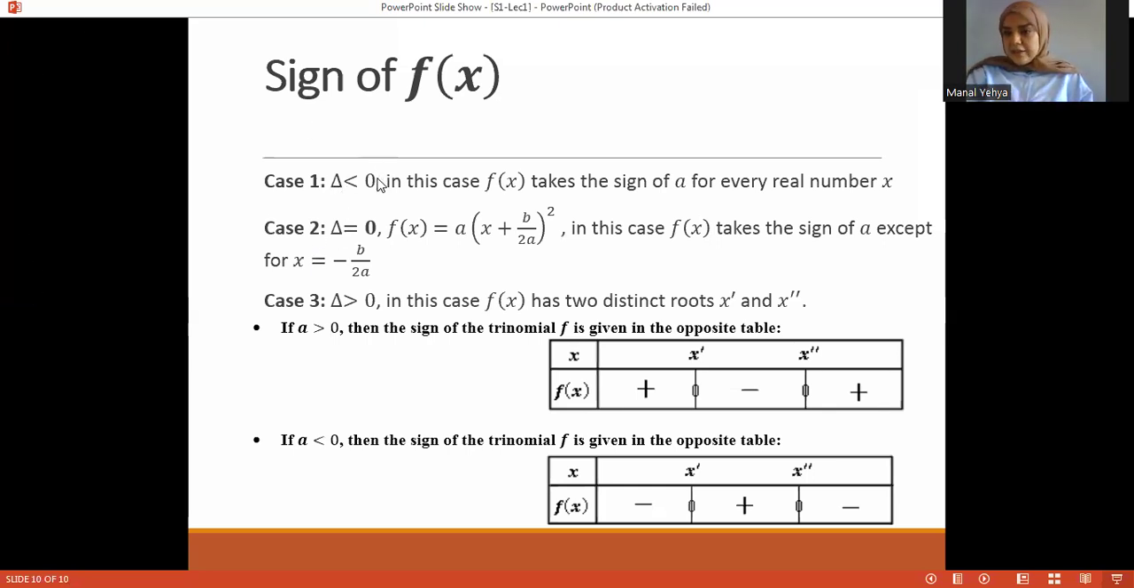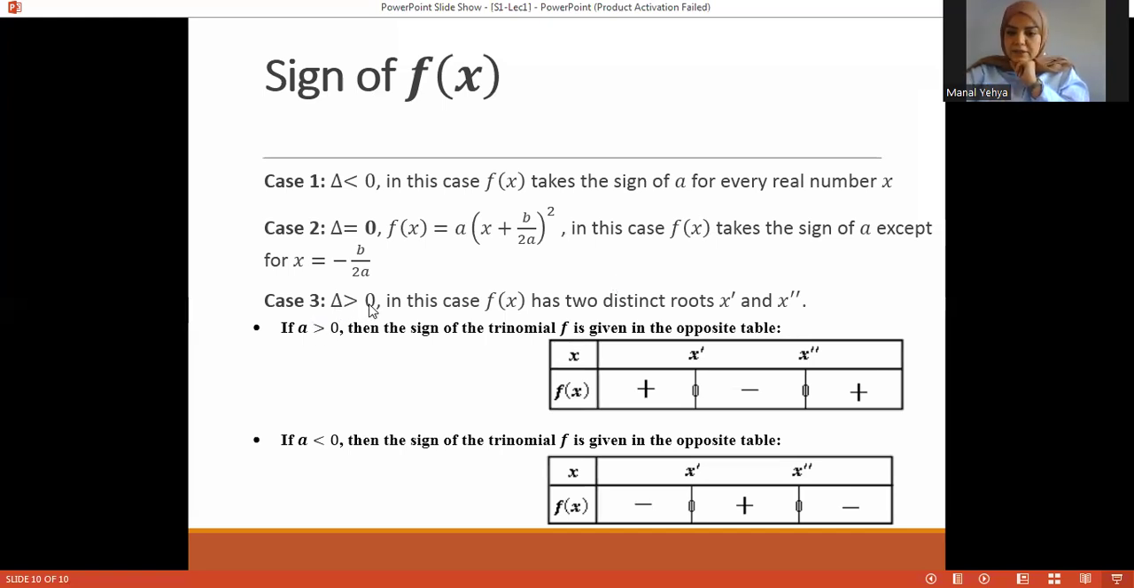If the delta is negative, then the equation itself will take the sign of a. What's a? The coefficient of x squared. If delta is 0, then we have only one root. Before the root, opposite sign of a, and after the root, same sign of a. I will make an example to make everything clear.